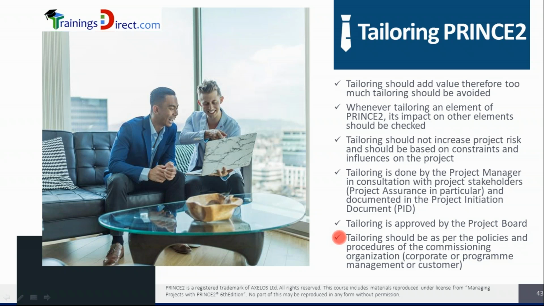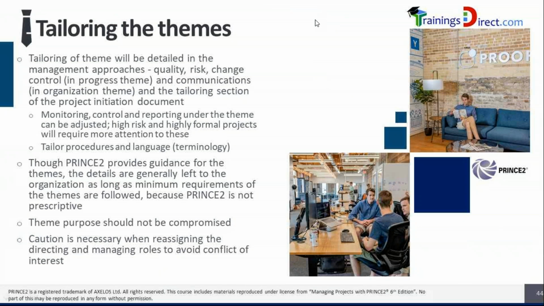Tailoring should be as per the policies and procedures of the commissioning organization, meaning the customer, the corporate, or the program management. So it could be that the organization culture and customer needs may impact tailoring. For example, the periodicity of reporting or the way certain audits are done are all part of tailoring. That was about tailoring in general.